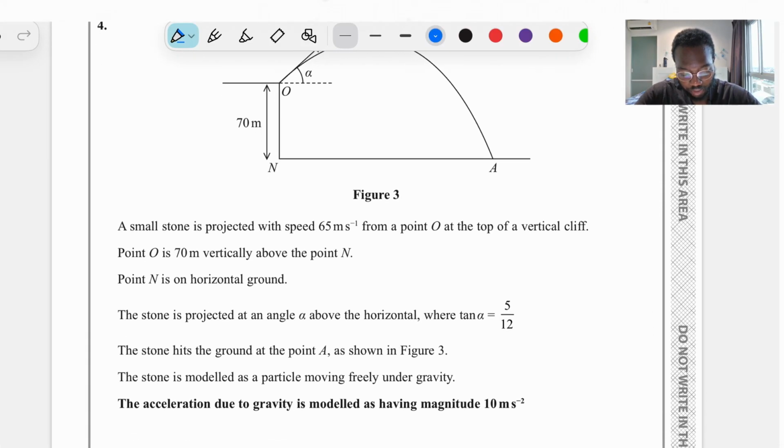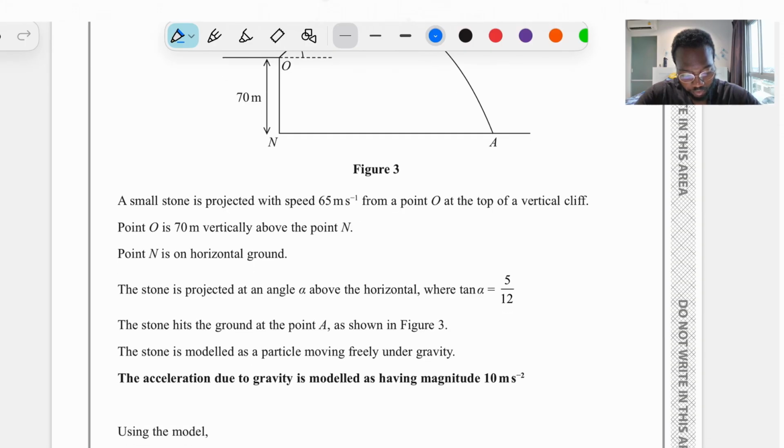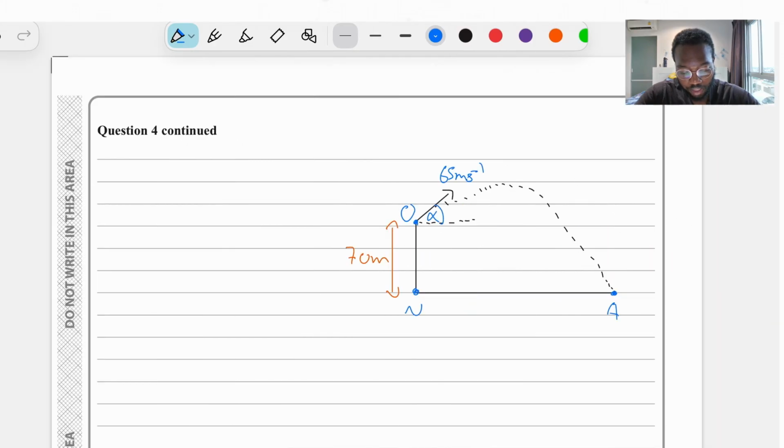Okay, we know that tan alpha is 5/12. And we need to use, they tell us, this is important, the acceleration due to gravity is modeled as having magnitude 10 meters per second squared. So usually when we have these questions, we just use 9.8, but in this question, they specifically tell us to use 10 for acceleration, so just remember that. And we need to find the time taken for the stone to travel from O to A. So, okay, let's start with working out the sine alpha and cosine alpha.